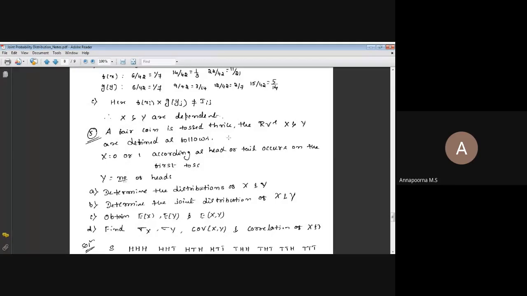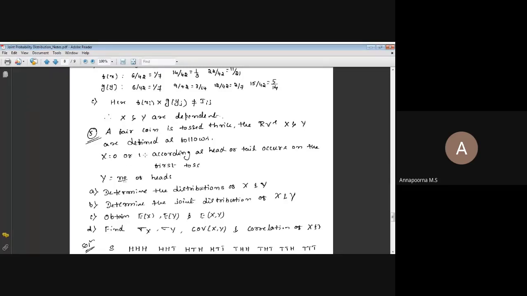This one, then we will go for the next part, second part, that is sampling theory. And see here, this problem states that if a coin is tossed thrice, the random variables x and y are defined as follows. So this and all I have explained in the previous session.